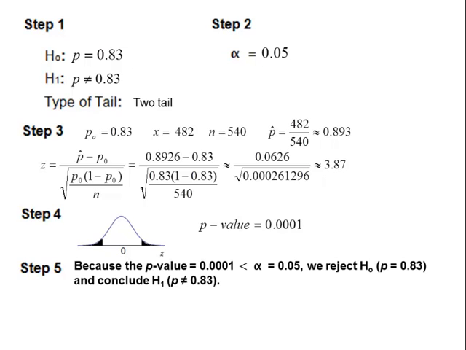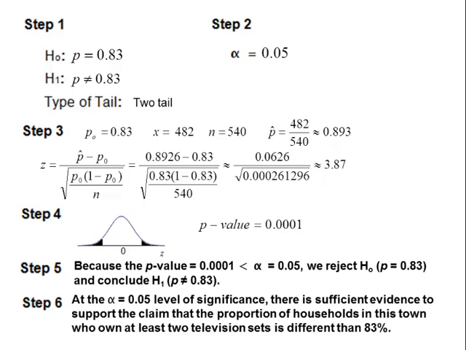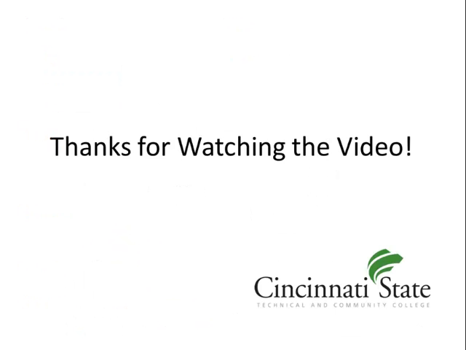This will help us determine the decision of the test. So we say because the p-value equals 0.0001, which is less than alpha, which is 0.05, we reject the null that p is equal to 0.83, and we conclude the alternative, which is p is not equal to 0.83. So the conclusion of our test, number 6, we would say at the alpha equal 0.05 level of significance, there is sufficient evidence to support the claim that the proportion of households in this town who own at least 2 TV sets is different than 83%. Thanks for watching.